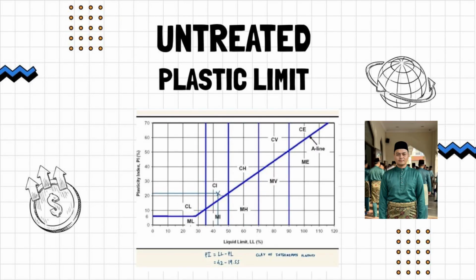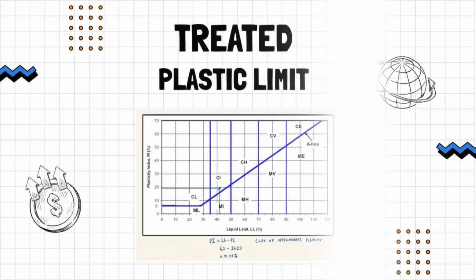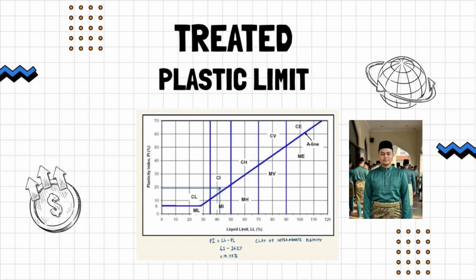After that, we go to the plastic limit test. This is the plasticity chart for the untreated plastic limit test. From the graph, we know that the soil is clay of intermediate plasticity. For the treated plastic limit test, the plasticity index value is 19.73%. By plotting this information on the graph, we know that the soil is clay of intermediate plasticity.